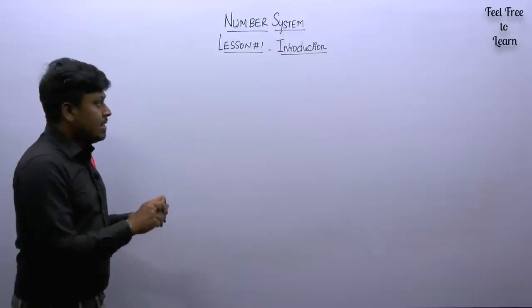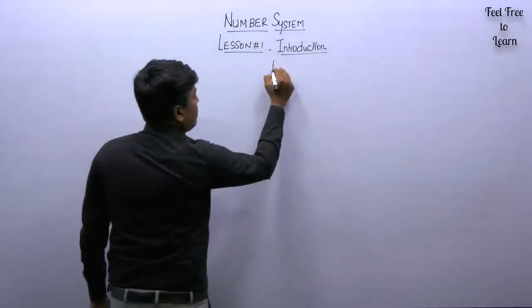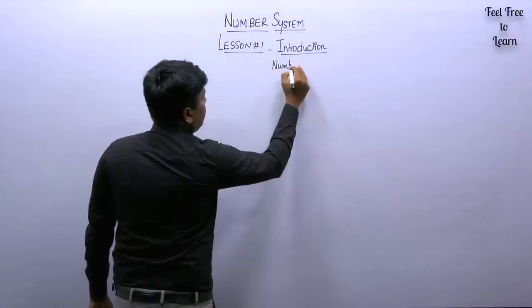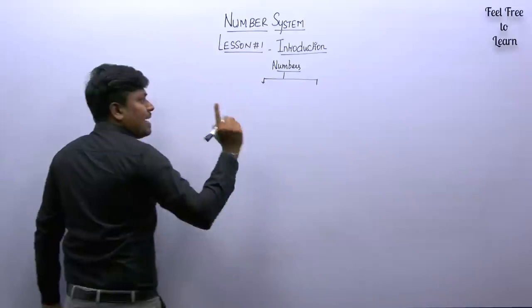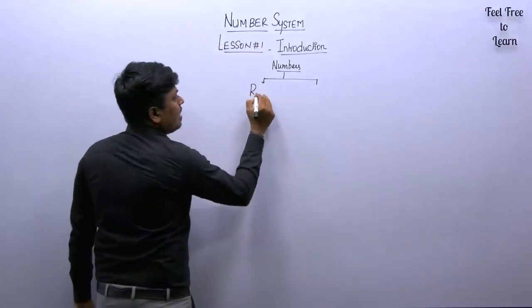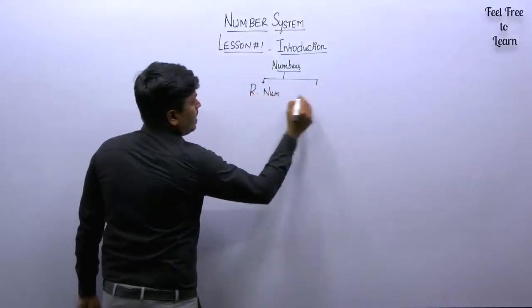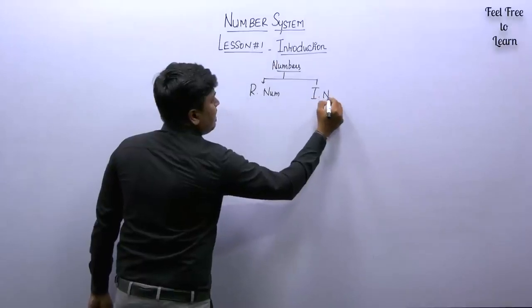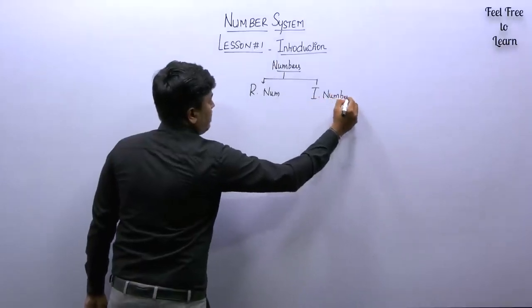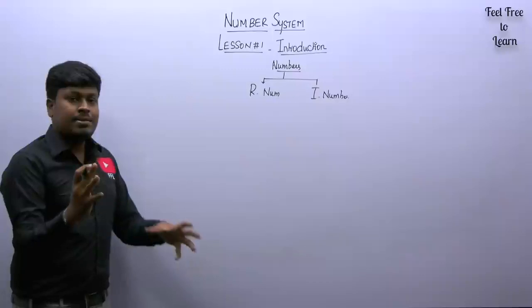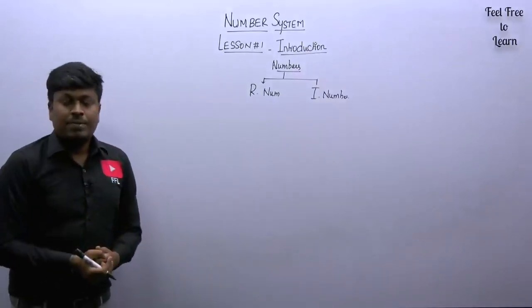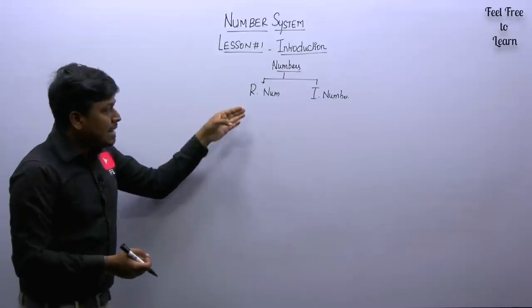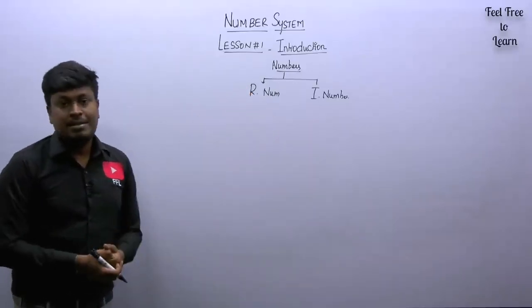It is easy, right? Just see here, first let me take numbers. Numbers are basically separated into 2 categories. Category number 1 is real numbers. Category number 2 is imaginary numbers. So numbers are separated into 2 parts: one is real numbers and the second is imaginary numbers. First you need to know what is called a real number and what is called an imaginary number.